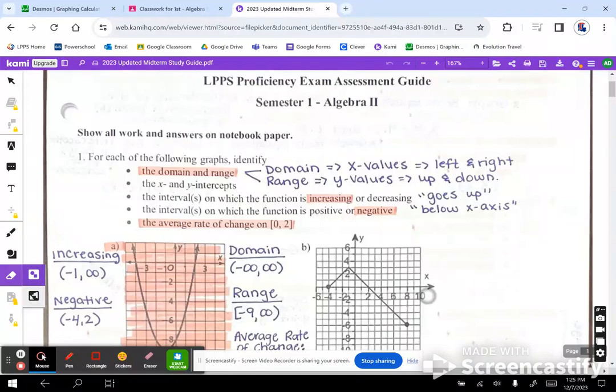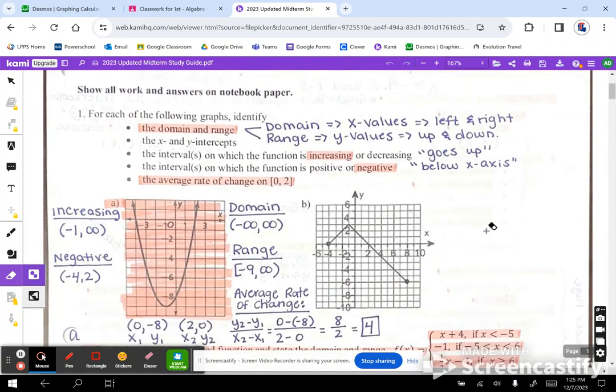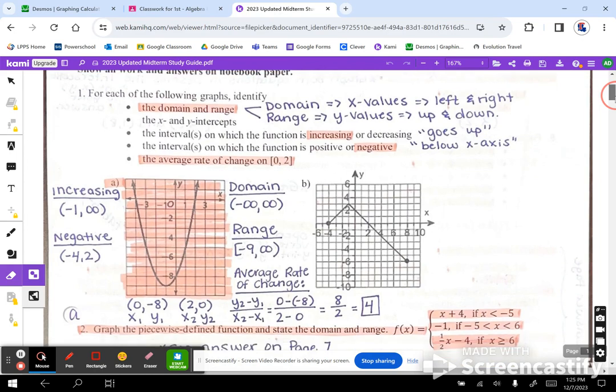All right, semester 1, algebra 2, we're going to review for your midterm. Number 1, the only part of number 1 that I want you to focus on is what I have highlighted there: domain, range, increase, negative, and average rate of change over a specific interval. Okay, so let's talk about domain and range first.